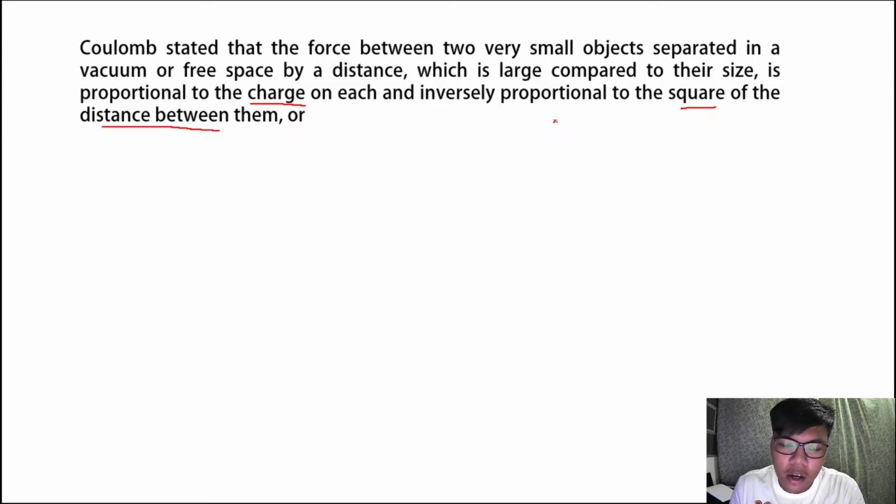Ayon sa law of gravitation ni Newton, for every object that has a mass, there is a force between the two objects. Hindi masyadong malaki yung force between them kapag maliit lang yung mass. Directly proportional yung mass ng object tsaka nung force. Ngayon, yung sinabi ni George Coulomb, ito nga, yung force between two charges.